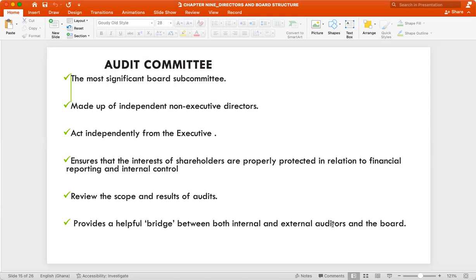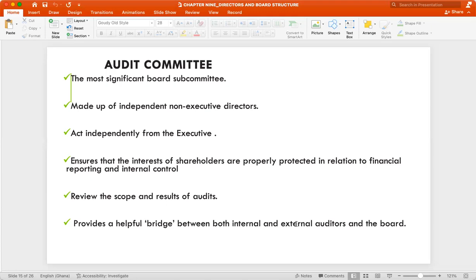All right. So even before the external auditors will come to scrutinize the works of the management and the internal audit unit or department of the company, the audit committee of the company, if they have good expertise in that committee, should have verified and audited the activities of the company. And so they help serve as a bridge between the internal and external auditors of a company.